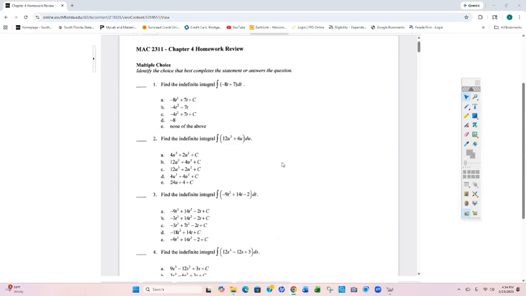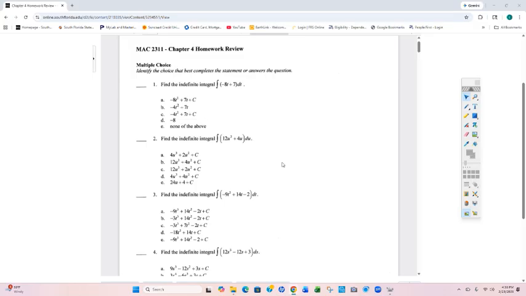In this video, I'm going to read through the MAC 2311 Chapter 4 Homework Review, also used as a test review. I will read the question. If there are any pictures, I will describe the picture. Then I will go through the possible answers. If you want to use this as a self-guided review, you can pause after I complete each question and then resume when you are ready to hear the answer to the question.